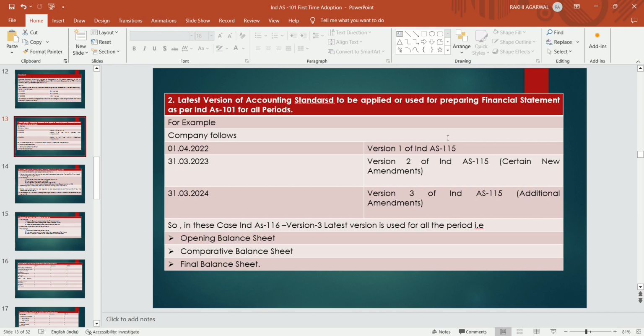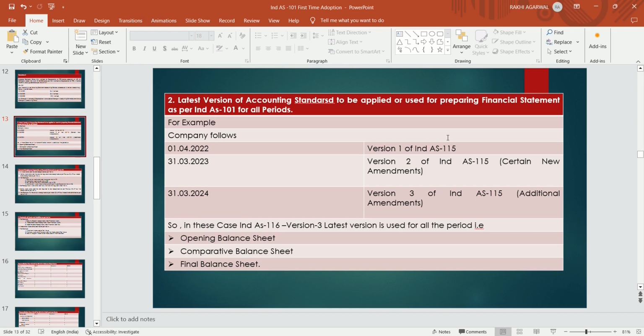The latest version of the accounting standard is to be applied for preparation of financial statements as per Ind AS 101 for all the periods. Suppose there is Ind AS 115, and there are some amendments on that standard. This example is for discussion only. It is not a fact. It is just for explanation purpose. It did not actually happen.